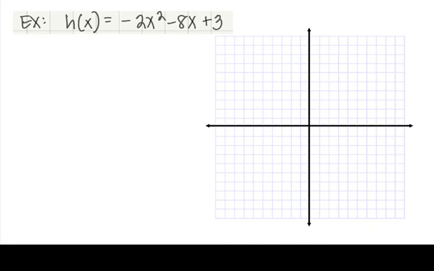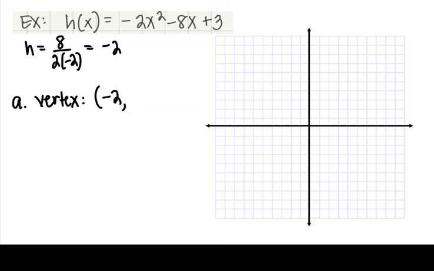Next example, h of x equals negative 2x squared minus 8x plus 3. This one would be another good one to complete the square, but I do want to show you how to use that negative b over 2a. So we're going to find the vertex by taking h equals the opposite of b, which would be positive 8, over 2a, 2 times negative 2. Now 8 divided by negative 4 is negative 2. So the first value of our vertex is negative 2.